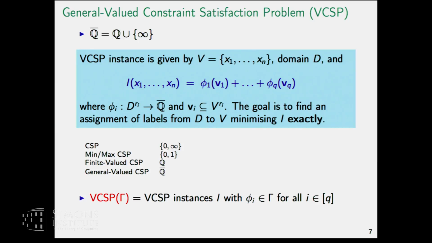And one more piece of notation. VCSP of gamma is the class of all VCSP instances of this form, where all the phis in the objective function come from a fixed set of functions gamma. So gamma is called the constraint language or template. This is the most studied class of CSPs and VCSPs, when you fix the set of allowed constraints or functions in your instance. You just fix it by listing them or describing a certain language. So in this talk, we'll assume that gamma is finite on a fixed finite domain D, so it can be given explicitly. Sometimes people consider infinite gammas as well.